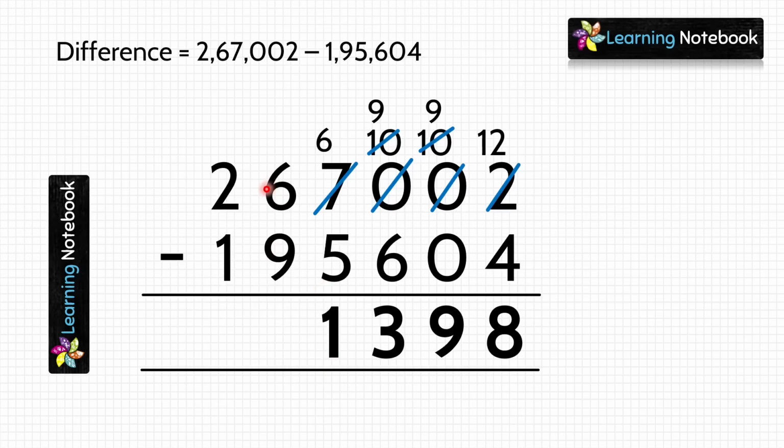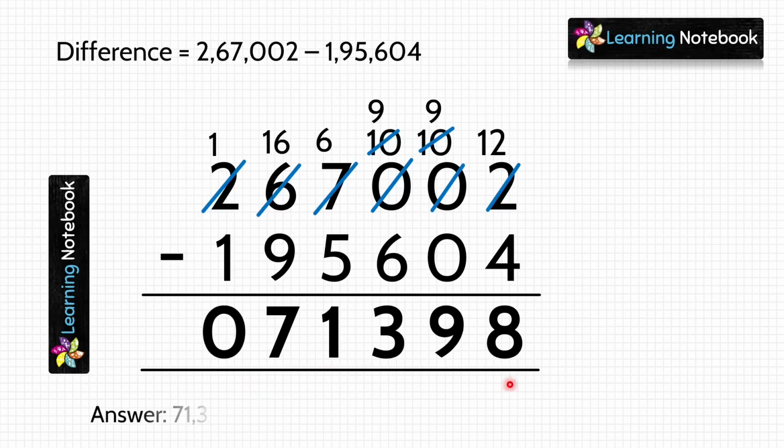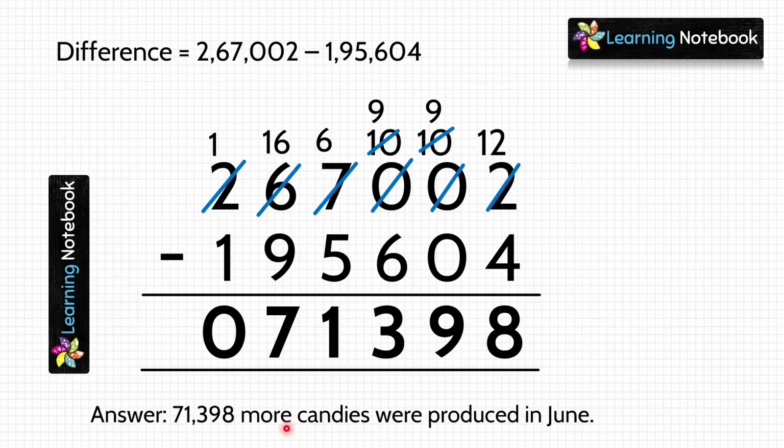Now, 6 is weaker than 9. So, 6 takes help of 2. So, 2 becomes 1 and 6 becomes 16. And 16 minus 9 equals to 7. And lastly, 1 minus 1 equals to 0. So, we have got the answer as 71398. Let's write the answer statement. 71,398 more candies were produced in the month of June.